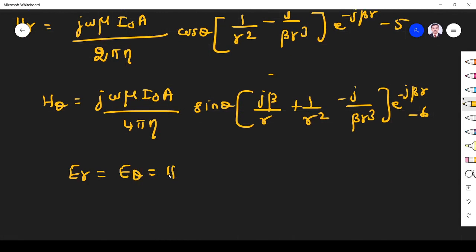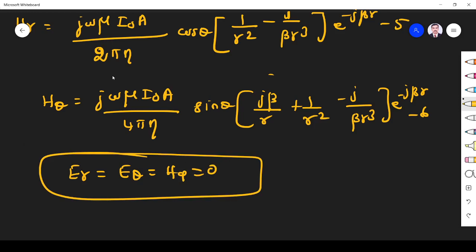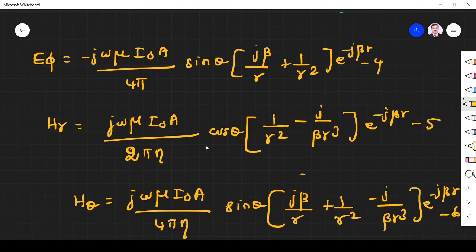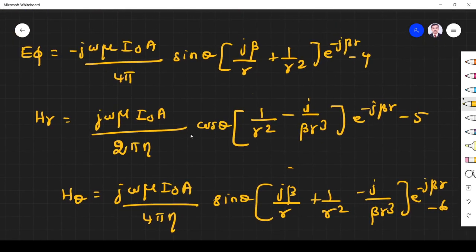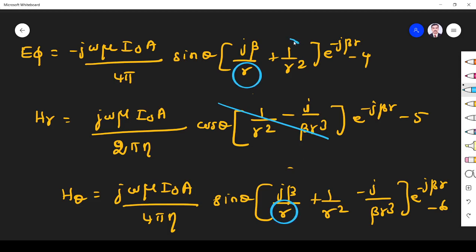whereas E r, E theta, H phi are equal to 0. These three components are 0. These three components are present. We know the radiation is dominated by the 1 by r component, so H r is not there because it is 1 by r square, 1 by r cube. So the radiation term is 1 by r only. So these terms can be neglected. This you can neglect. This you can neglect.